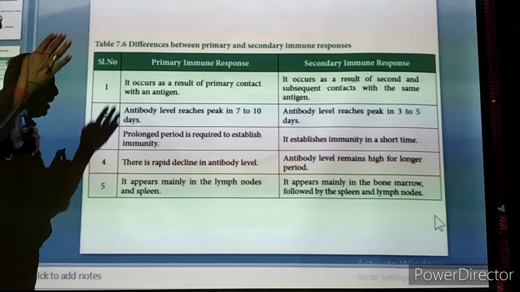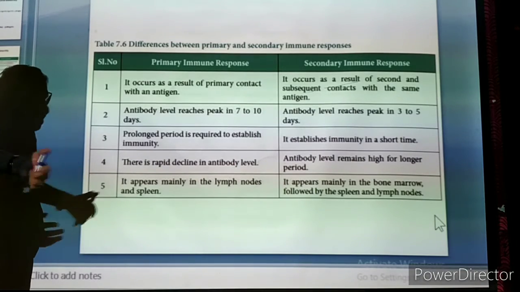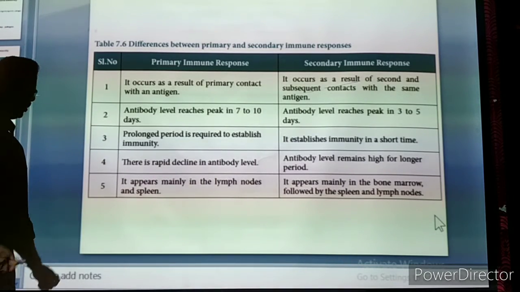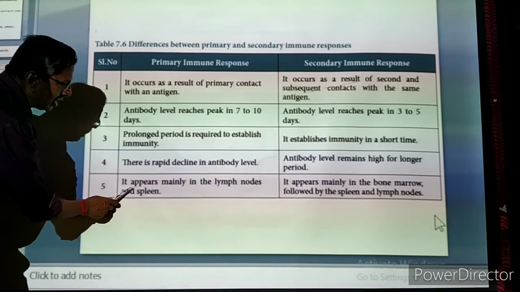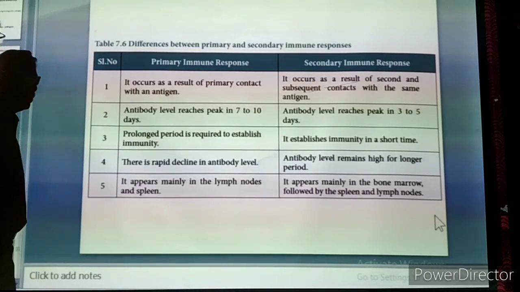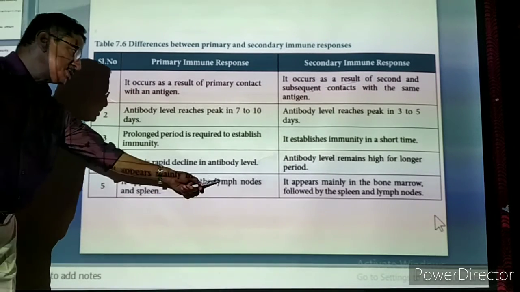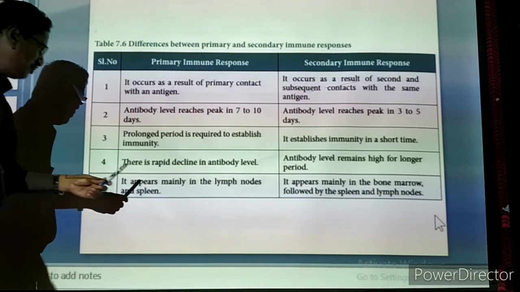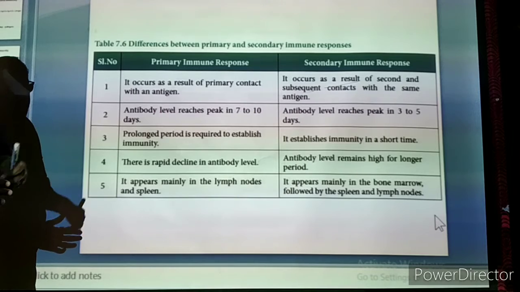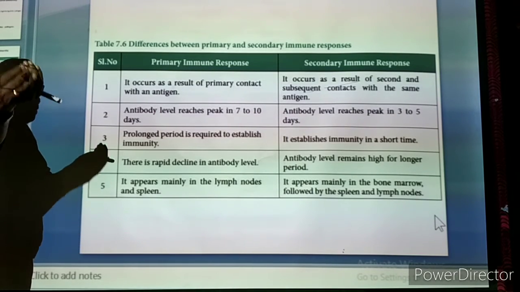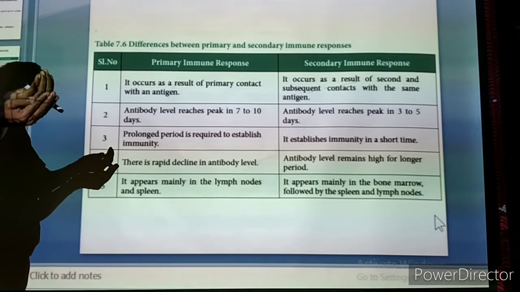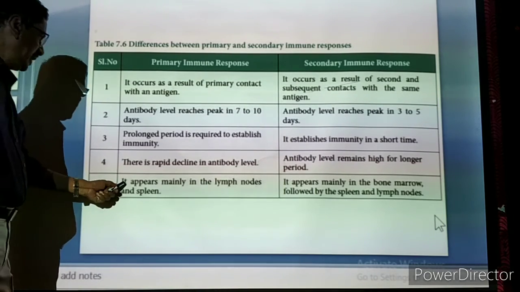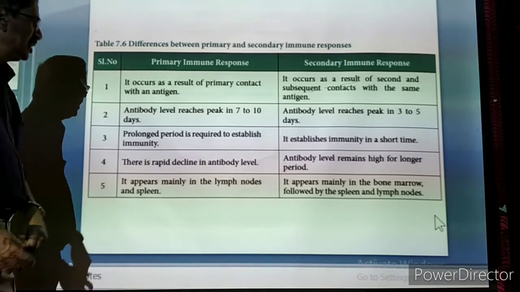At that time some antibodies are acting on the microorganism. Sometimes they will be denatured, so the level of antibody will have ups and downs. Last one, it appears mainly in the lymph nodes and the spleen. Lymph nodes we have just discussed, the lot of bulging portions in the lymph vessels, and also the spleen. In the previous video class, I told you the spleen is a pad of tissue, a gland attached at the bottom of the stomach. It is also important for the immune system.